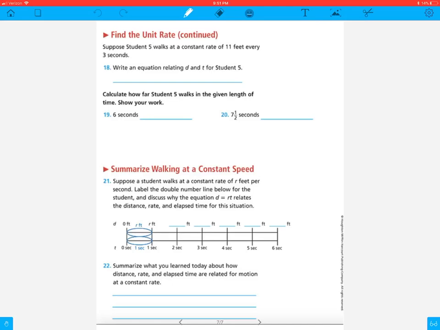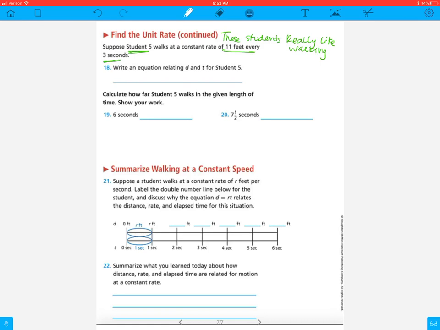Holy cow, student 5. Okay, they just keep multiplying over here. So student 5 walks at a constant rate of 11 feet every 3 seconds. So that's not quite a unit rate. Making a note, these students really like to walk. But 11 feet for every 3 seconds is not a unit rate. Now, why is it not a unit rate? Because it doesn't go down to every second.